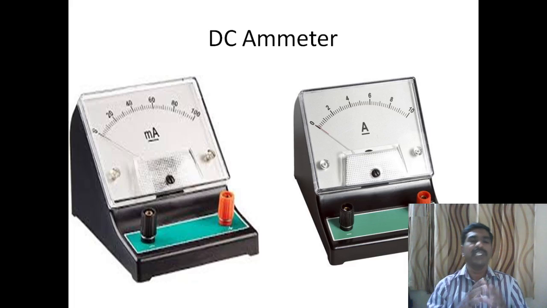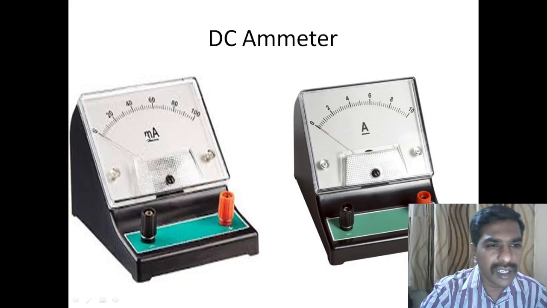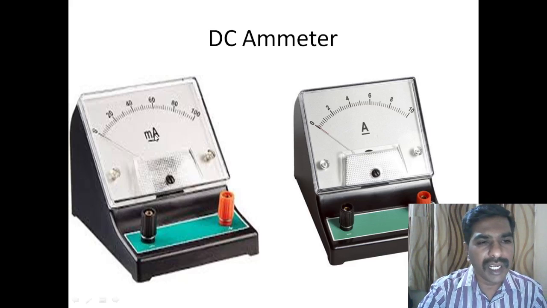An ammeter is used to measure the current in a circuit diagram. There are different types of ammeter, as I explained for the voltmeter: the DC ammeter and the AC ammeter. In a DC ammeter, there are different ranges: microammeter, milliammeter, and ammeter. This is mA, small letter m and capital letter A. It indicates a milliammeter. It measures 0 to 100 milliamps of current.